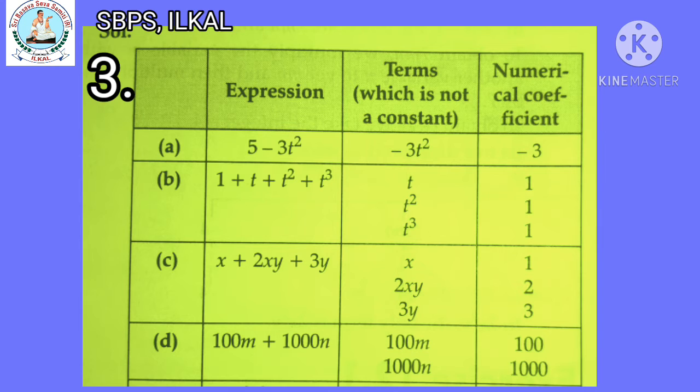Next expression, x plus 2xy plus 3y. Here there is no constant, then let us consider all the three terms. For x, numerical coefficient is 1. For 2xy, the numerical coefficient is 2. For 3y, the numerical coefficient is 3. Next expression 100m plus 1000n. Here there are two terms. For 100m, the numerical coefficient is 100. For the second term 1000n, the numerical coefficient is 1000.